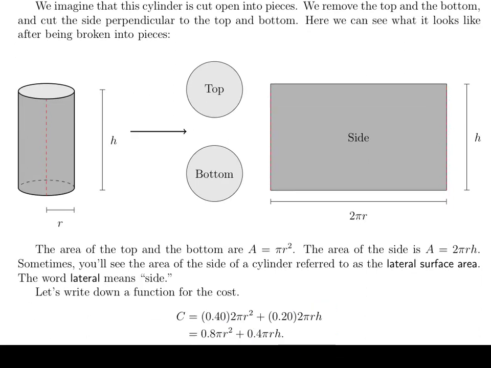Once we clean everything up, this is the expression that we get for the cost to manufacture the cylinder. So you give me the R and the H, whatever dimensions you want, I plug it into this formula, and it tells me what the cost of manufacturing will be.